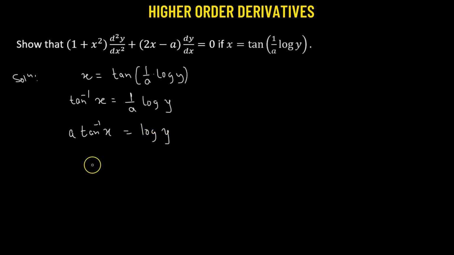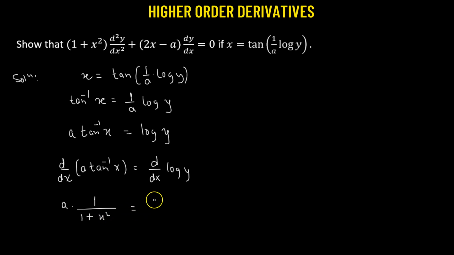Fine. So now we'll take the derivative on both sides with respect to x. The derivative with respect to x of a times tangent inverse of x will be equal to the derivative with respect to x of log of y. Now a being a constant, we can pull it out, but this will be multiplied to the derivative of the inverse tangent function, and that's a standard value, which is 1 over 1 plus x squared. This will be equal to the derivative of the logarithmic function, so that's 1 over y. But since we have y here, we need to multiply it by the derivative with respect to x of y. So this is the chain rule.